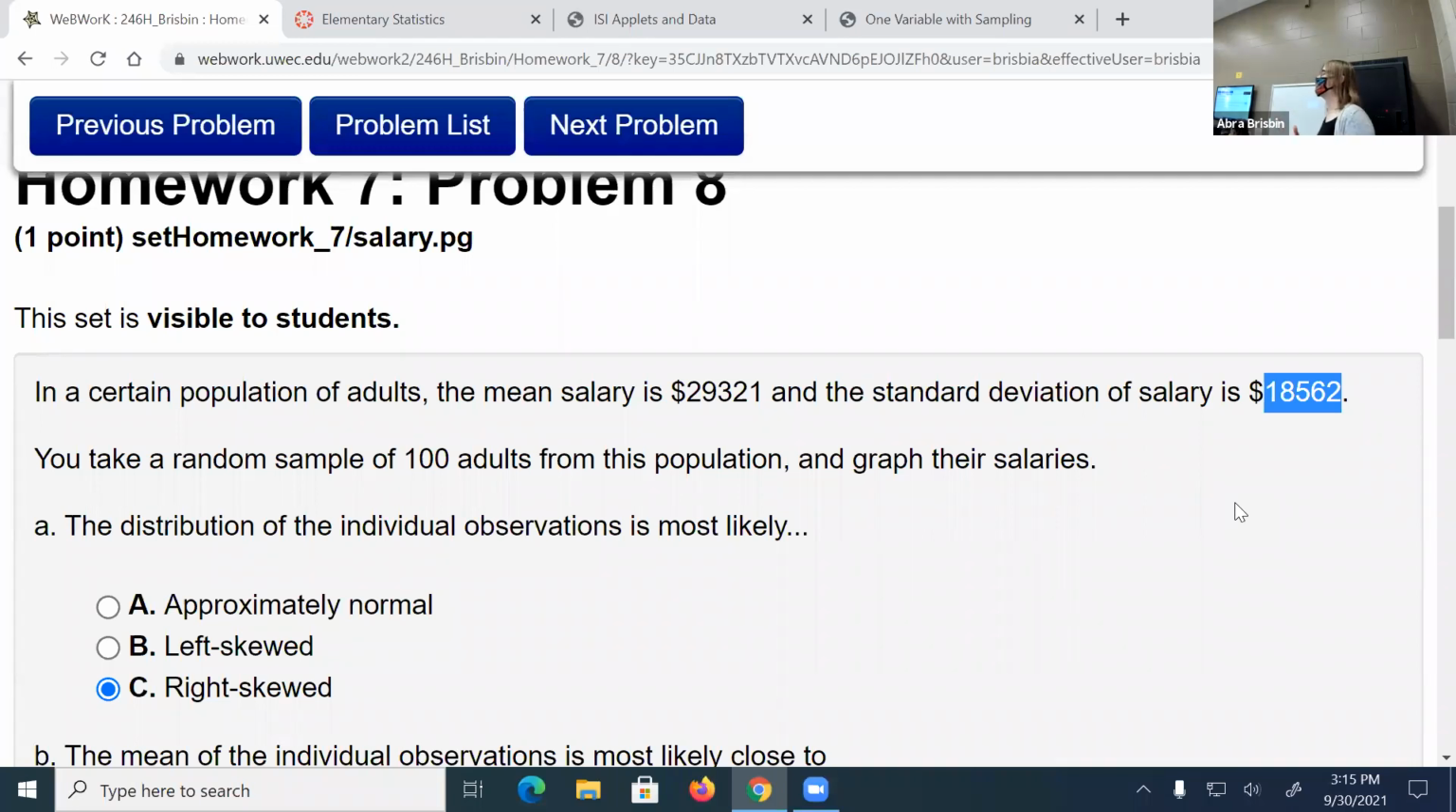But we just said that salaries can't be negative. So that's additionally telling us that we must not have an approximately normal distribution because the empirical rule doesn't fit here. Questions about this?